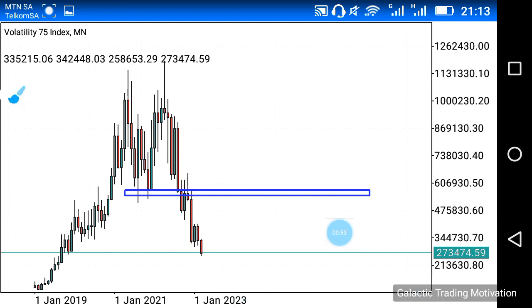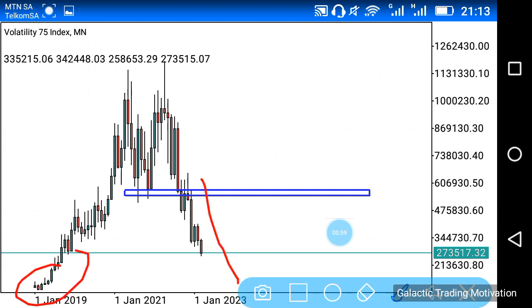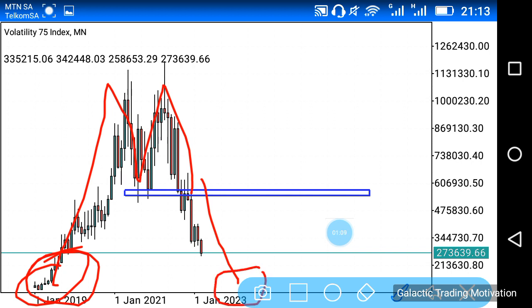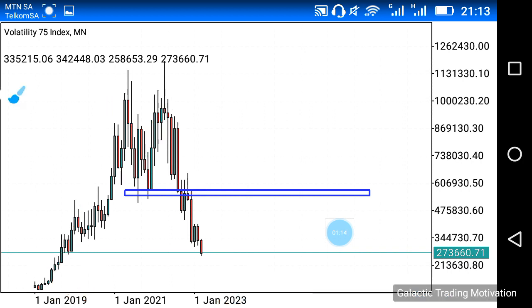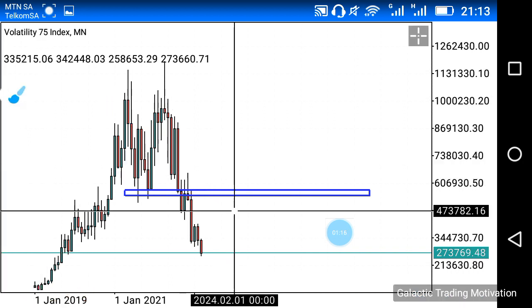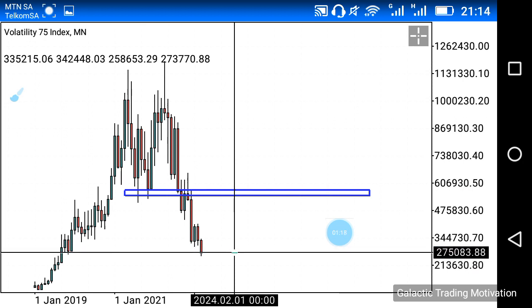At this point in time, it is my belief that price is likely to continue to push further down to around this level. Why do I say so? That is because we have this M structure. It started at this level, and ideally we want to see it end more or less at this level over here, right?